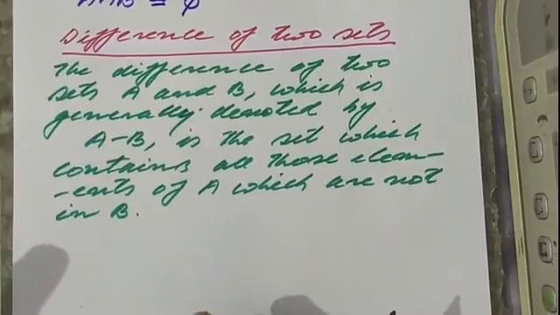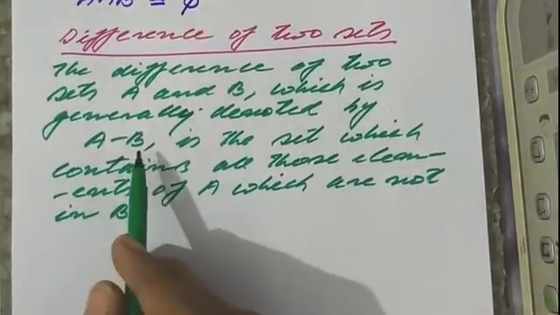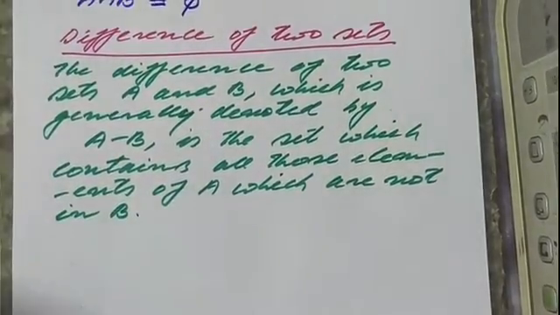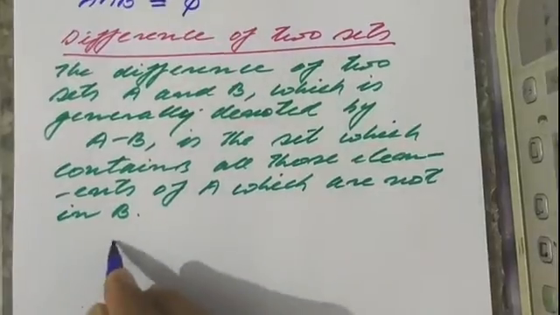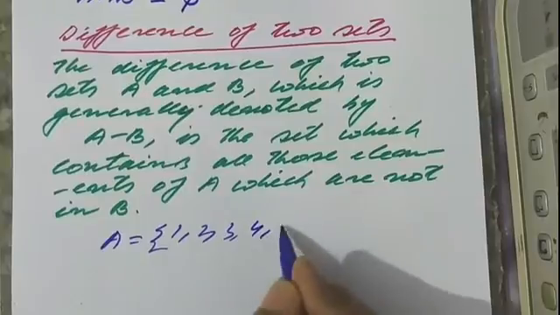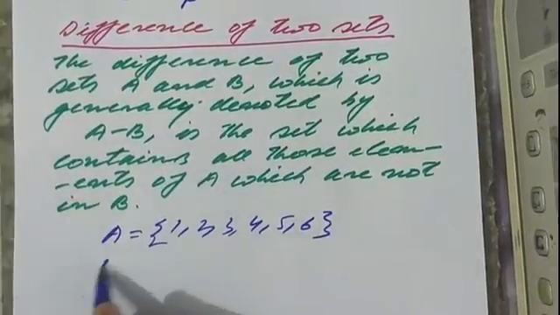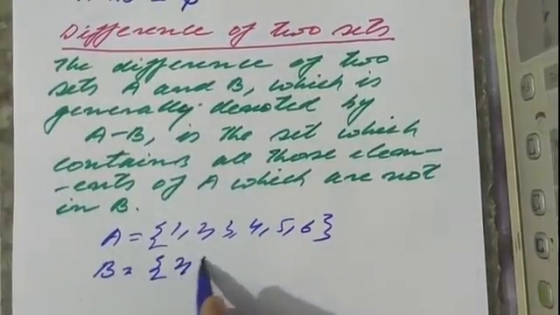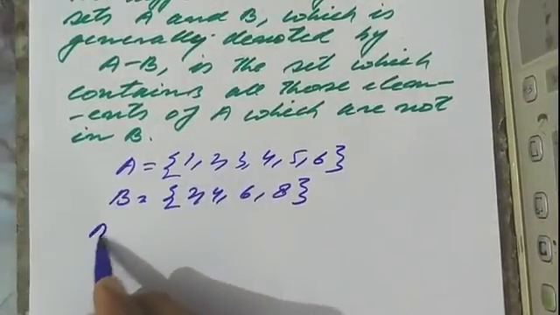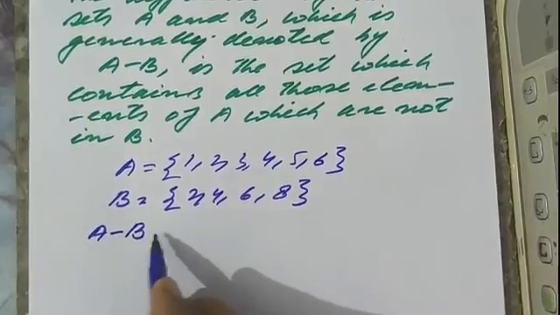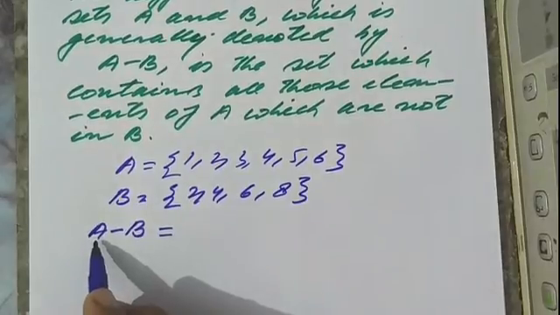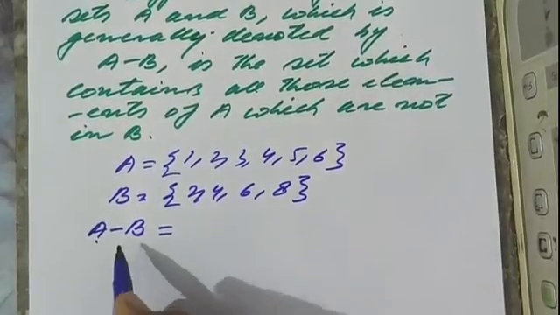That means we have to take only those elements of A which are not contained by B. So let's take an example: A is the set of 1, 2, 3, 4, 5, 6 and B is a set of 2, 4, 6, 8, and we have to find A minus B. So A minus B is the set which contains all the elements of A which are not contained in B.